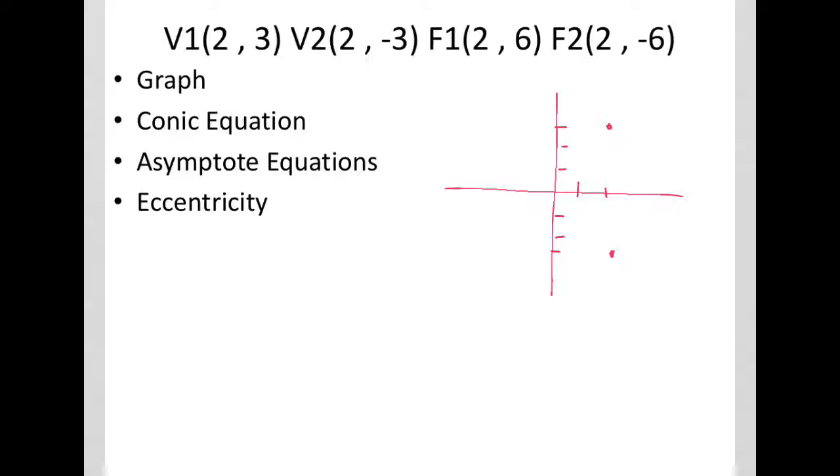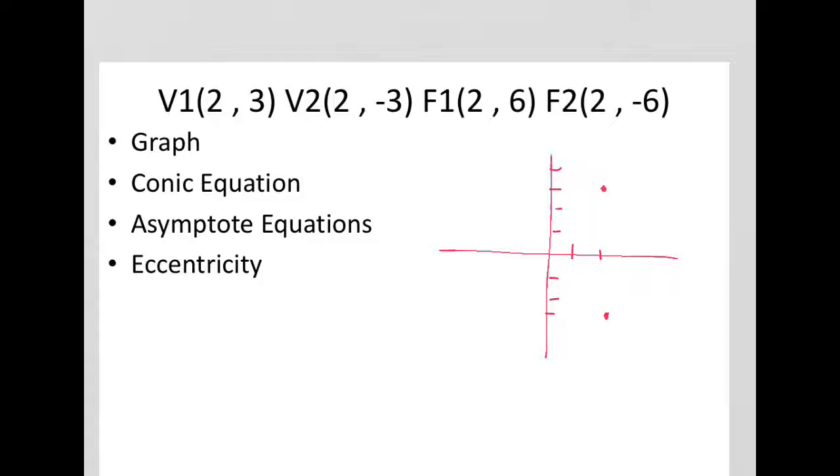My foci, x value has to still be 2, y value is 1, 2, 3, positive 6, and then of course 1, 2, 3, negative 6 right there. Which is nice because that plops my center right smack dab in the middle. So my center is the x value of 2, y value of 0.